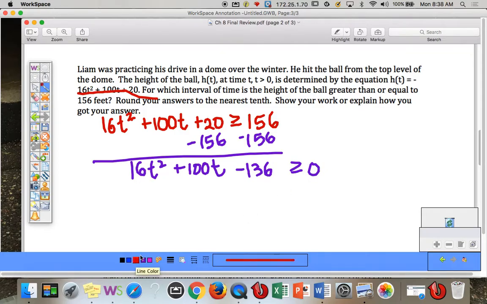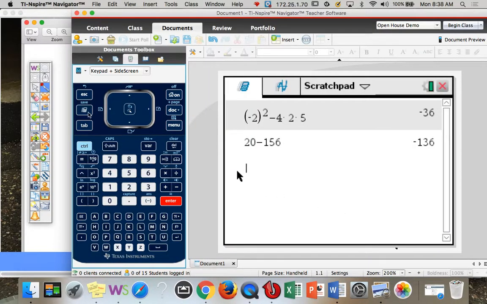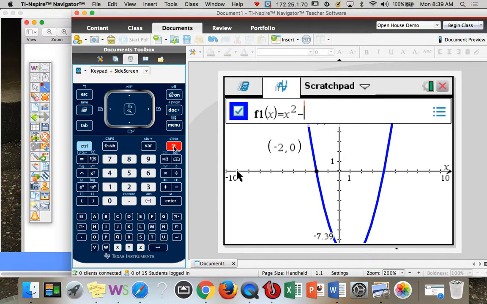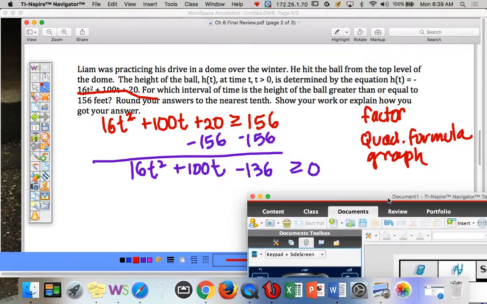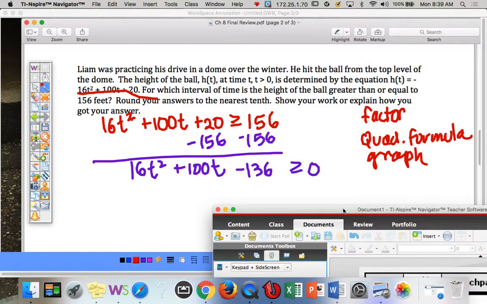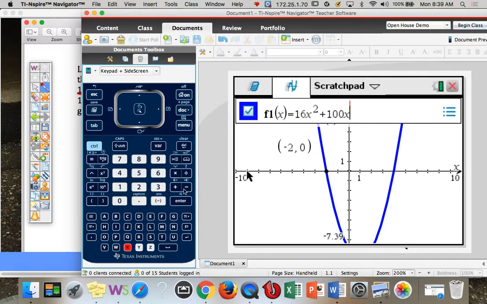So again, your steps are, you could try to factor this and use zero property. You could try quadratic formula, plug it in, get your zeros. Or you could try graphing. I'll try graphing. So I'll go here, tab, type in our function. All right, we got 16 x squared, so you have to change your t to an x, plus 100x minus 136.